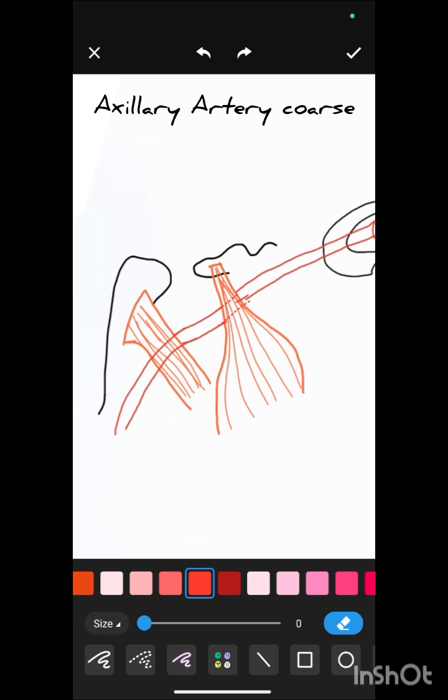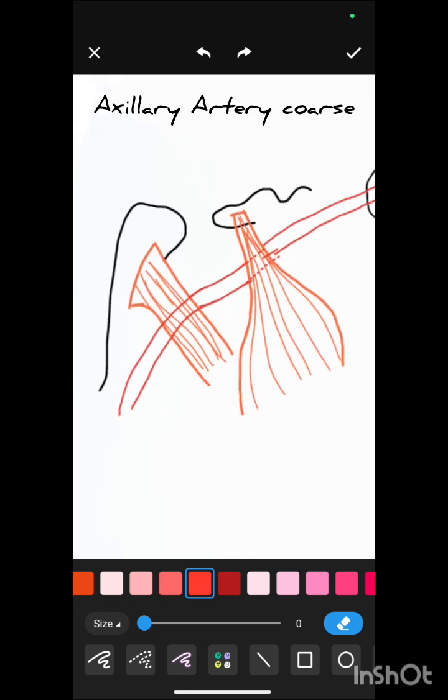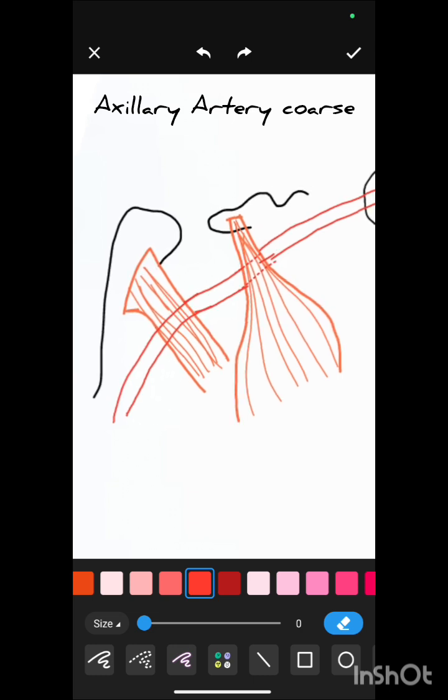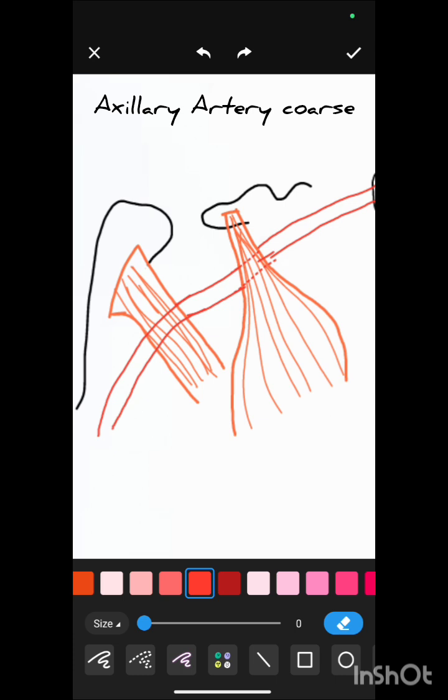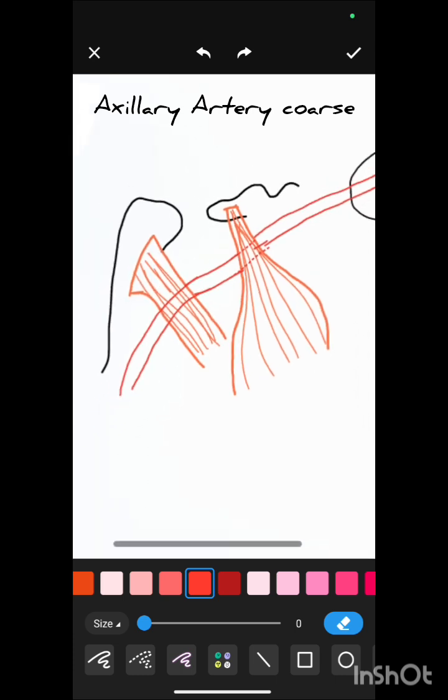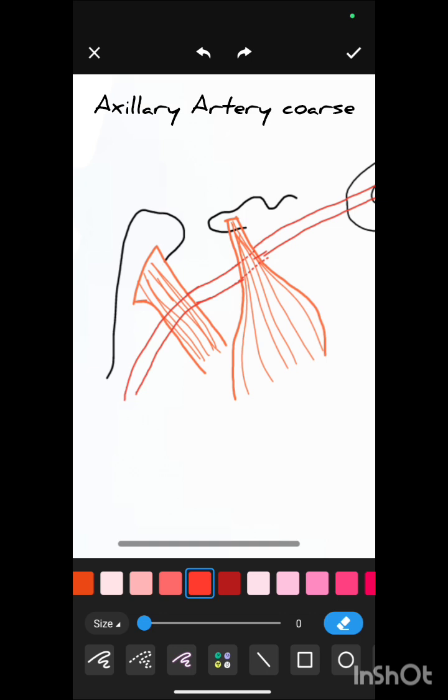Here, after passing this teres major, we call it the brachial artery, as it continues in the arm next to the forearm. In the forearm, in the cubital fossa, it actually divides into radial and ulnar arteries. This is the course of the axillary artery.